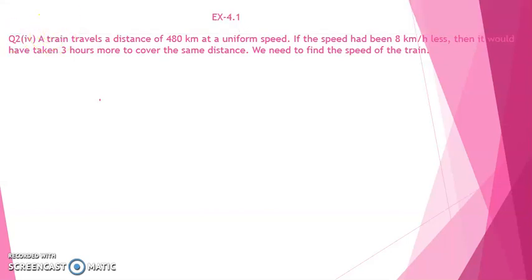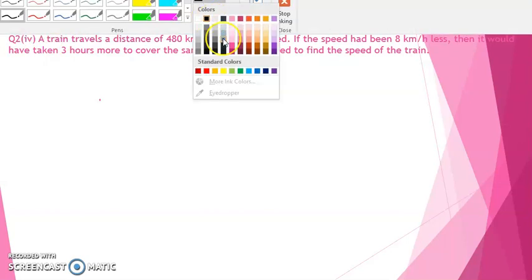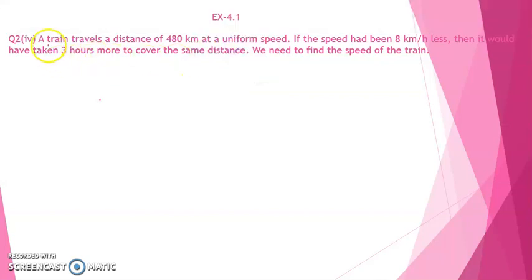Now it says, a train travels, it is question number 2, fourth part. A train travels a distance of 480 km at a uniform speed. If the speed had been 8 km per hour less, then it would have taken 3 hours more to cover the same distance. We need to find the speed of the train. Alright? Okay, so we'll start with the solution.